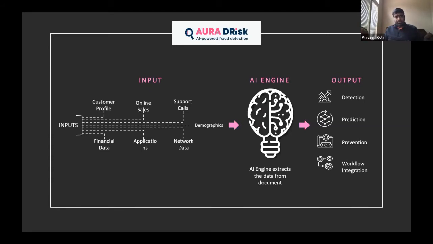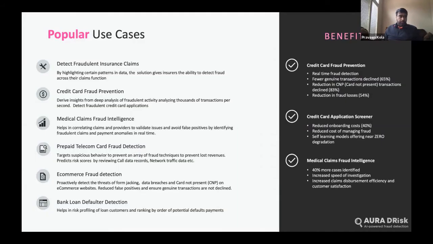Now the information being collected will be ingested into our AI engine, and the output can be used either to detect, or to predict and prevent the fraud. There are out-of-box solutions we have already developed, tested, and deployed in production, detecting fraudulent insurance claims and credit card fraud. We have a model for medical claims, prepaid telecom and telecom card fraud. The prepaid telecom is mainly about making fraudulent calls, hacking someone else's accounts, and so forth.